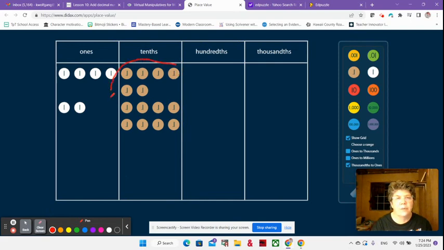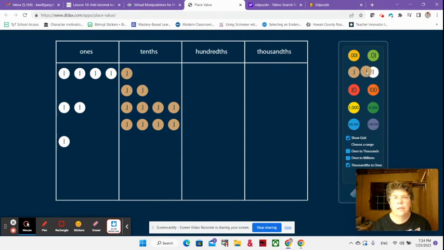So I can grab these 10 tenths and get rid of them, and I can exchange them for one whole. One more of these, I'm just going to put it down here. And I'm going to get rid of all of these 10. 1, 2, 3, 4, 5, 6, 7, 8, 9, 10. So I exchanged my 10 tenths for one whole, and then I have 4 tenths left.